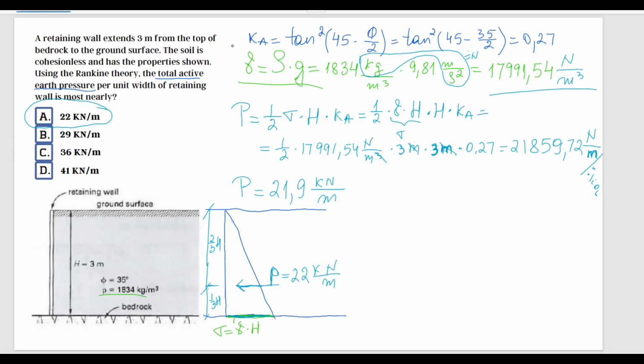An important thing to remember is not to use density, and to understand the difference between density and unit weight, or the relation between density and unit weight, so you can use the right term in your calculations.